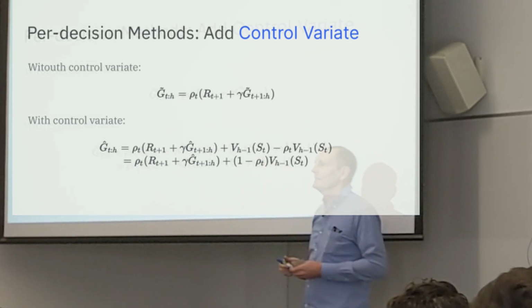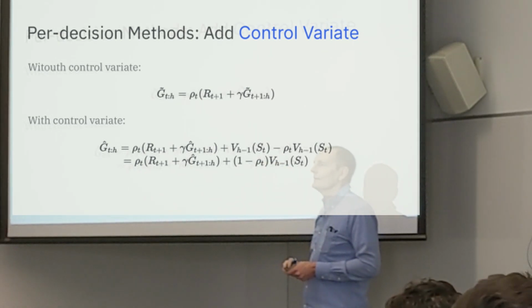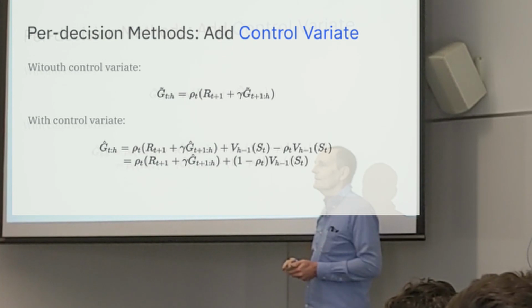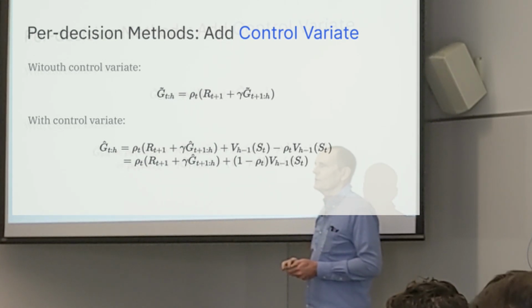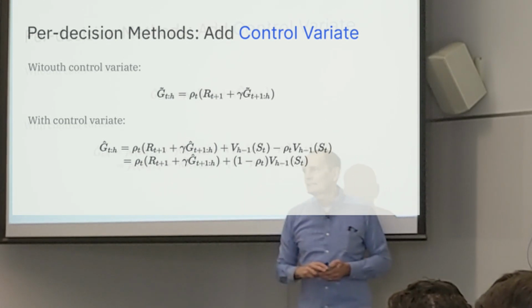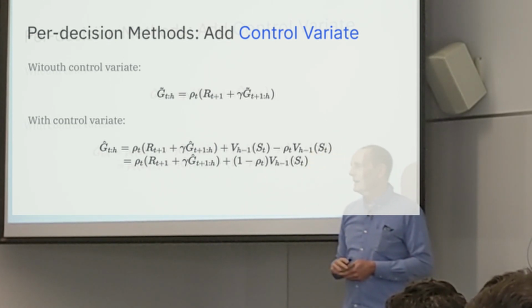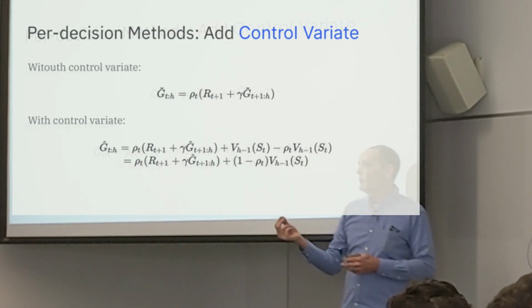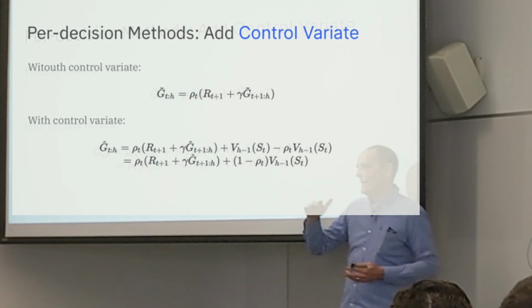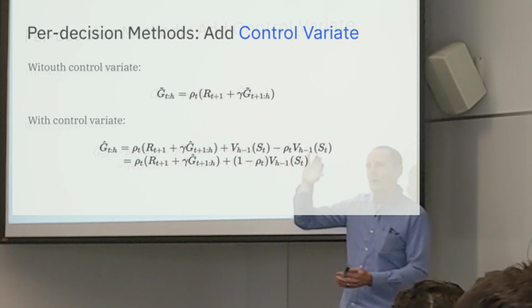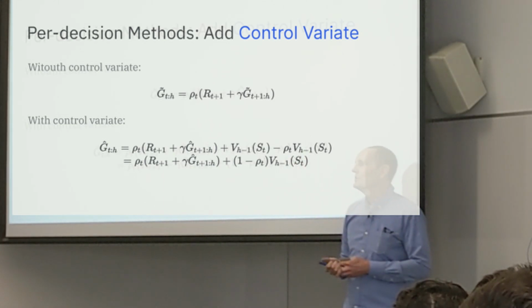Yes? Also, is per-decision always off policy, or can you also do on policy? So per-decision doesn't make sense for on policy, because all of your importance ratios are 1. And so it doesn't matter how you multiply them. So per-decision is always going to be for off policy. Other questions?